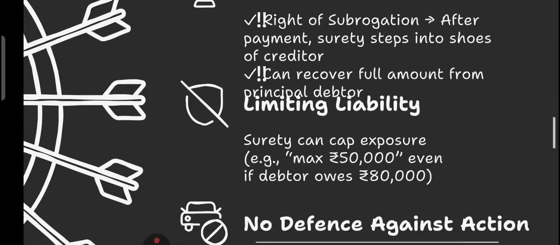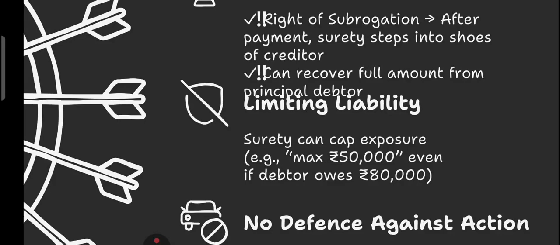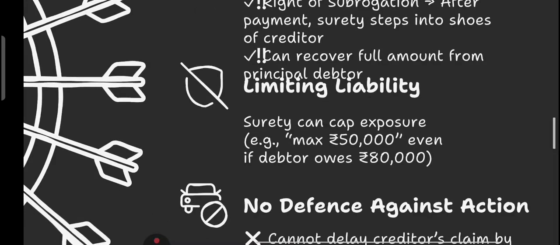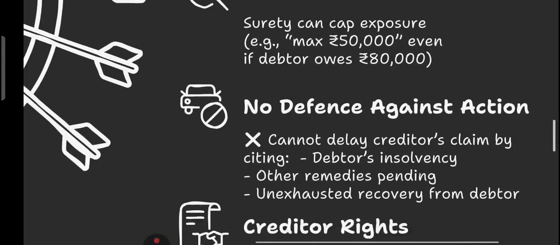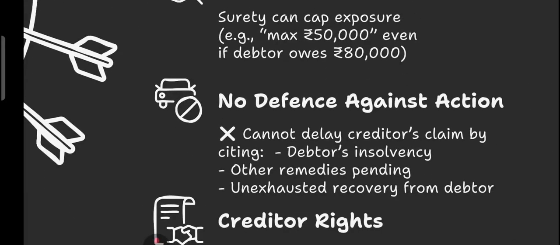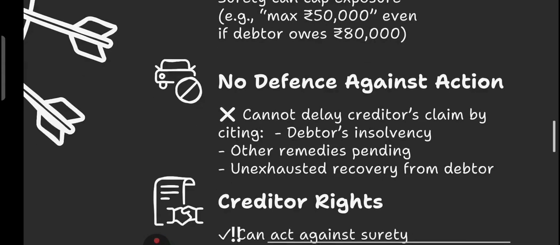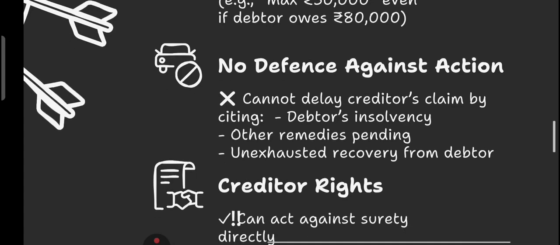At the same time, the surety has the power to limit their liability. For instance, they can agree to be liable for a maximum of rupees 50,000, even if the debtor ends up owing 80,000. So that is called limiting their liability. This is the power the surety has. But here is something more important. The surety cannot delay or avoid action by the creditor by claiming the debtor is insolvent, or that other remedies are pending, or that the creditor has not yet tried everything against the debtor. In short, no defense can delay the creditor's right to act.